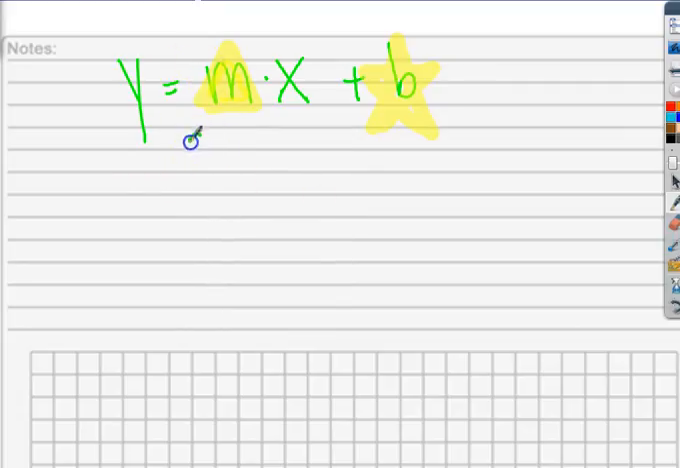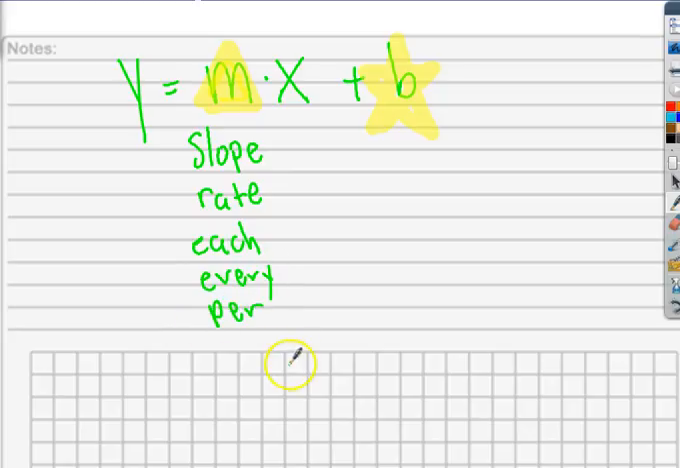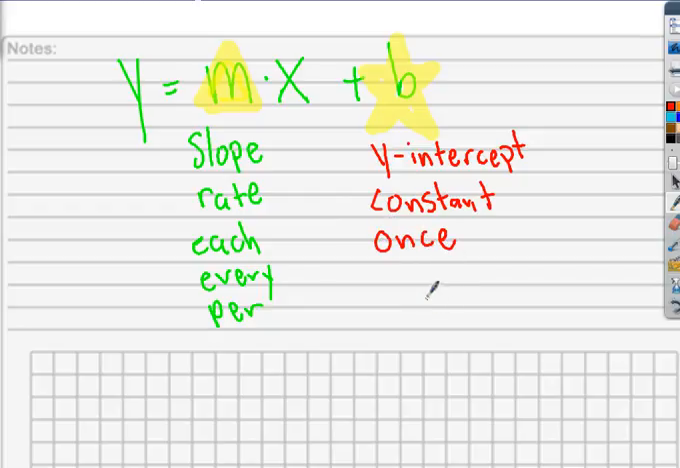M is otherwise known as the slope or a rate, and the keywords are each, every, and per. So for example, the cost for each cookie was M, and then B is known as the y-intercept. It's the constant term. It's the one that you pay once and not over and over. It's the starting term. And you might see it referred to as the initial term or the beginning.